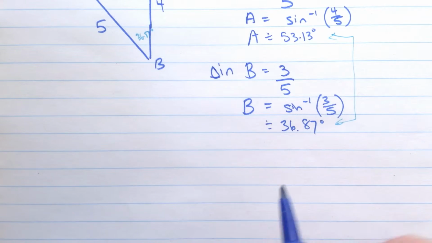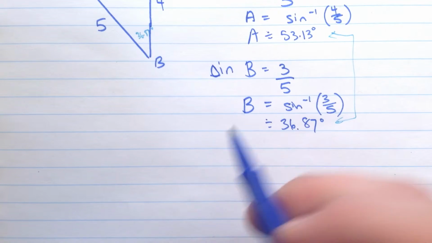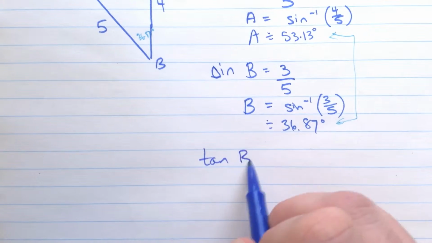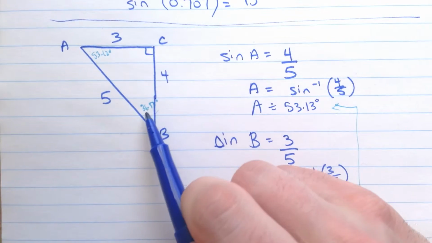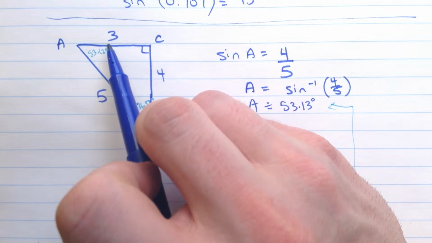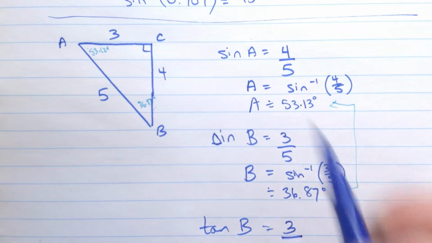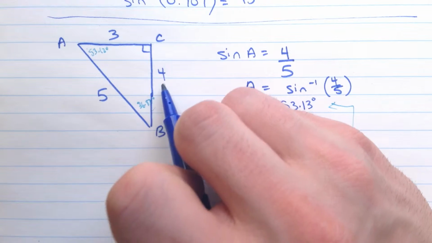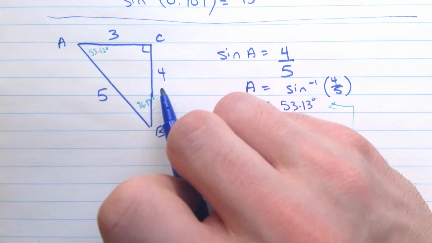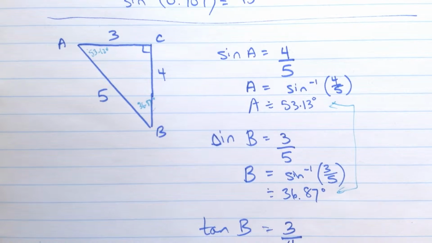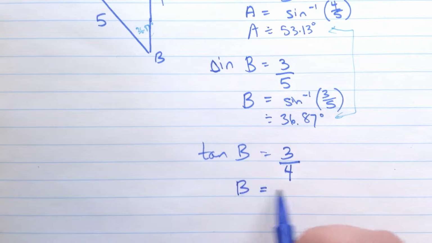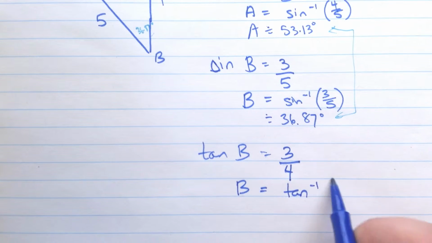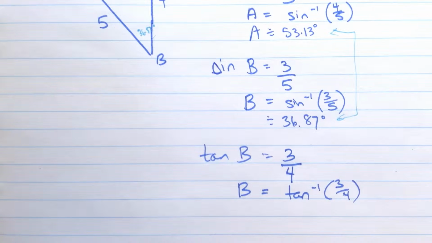Well, could I have found this another way? What if I had used the tangent ratio? Like, what about tan of B? What does that look like? Well, tangent of B is the opposite side, 3, divided by the adjacent side, which is 4, not 5, 4. Okay, that's pretty good. That's 3/4 or 0.75. That means B is equal to the tan inverse of 3/4.